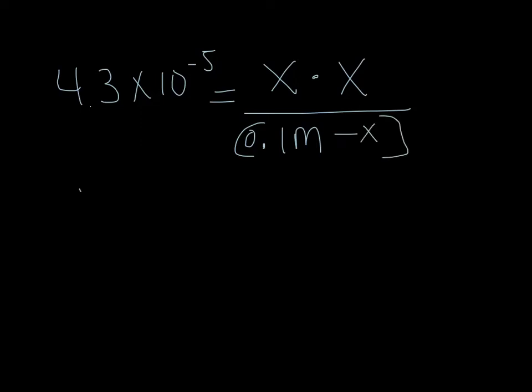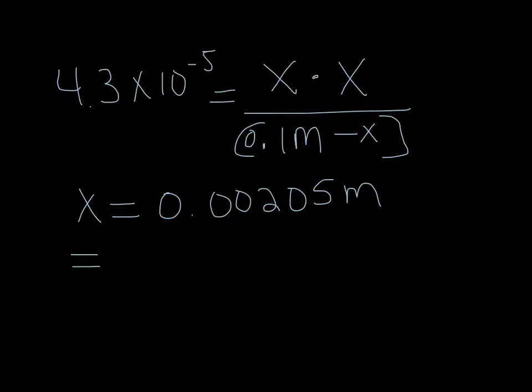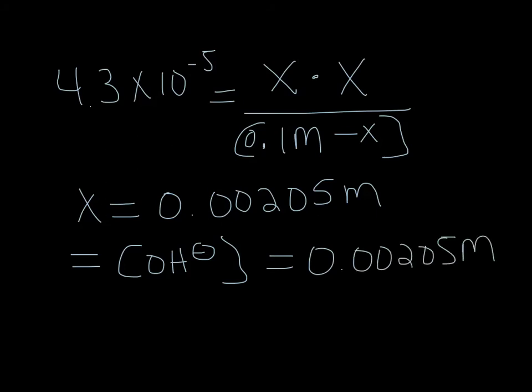When I do this, I can solve for x, and x is equal to 0.00205 molar. Now, when we do an ICE table with an acid, this is equal to the concentration of H plus in solution, so I can go directly from there to my pH. But in this case, this is equal to the concentration of OH minus. So my concentration of OH minus is equal to 0.00205 molar.